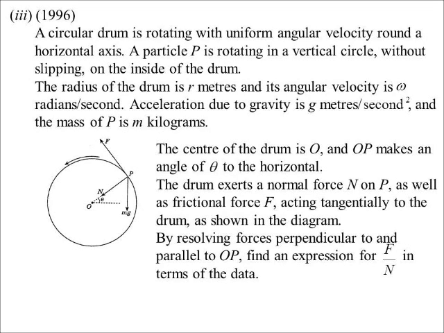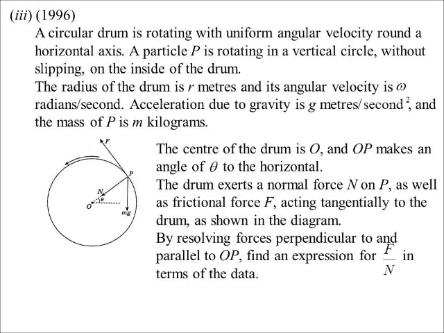Here's a problem they gave one particular year where the circular motion was actually vertical rather than horizontal. So we've got some sort of barrel or drum that we're rotating, uniform angular velocity. Particle P is inside the drum. So when we rotate it, it'll be on the surface of the drum as it goes round.